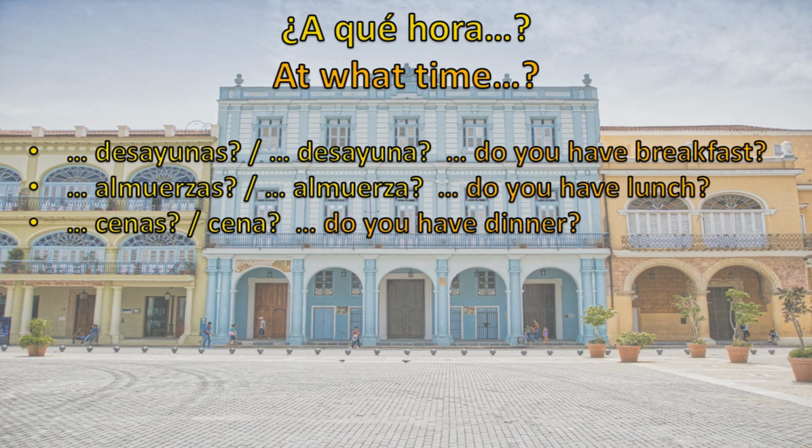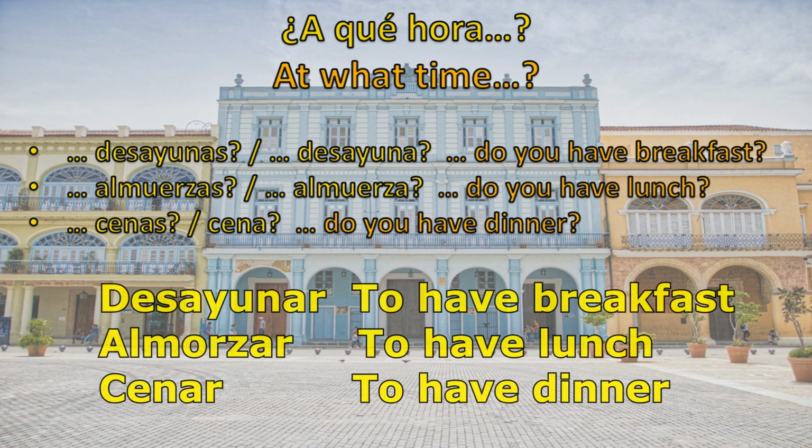Instead of saying ¿a qué hora es el desayuno? Or ¿a qué hora es el almuerzo? Or ¿a qué hora es la cena? You can also use verbs. Okay? Verbs in Spanish. In English, we have to have breakfast, to have lunch, and to have dinner. In Spanish, we have the verbs desayunar, almorzar, cenar. Those are the infinitives, but we can conjugate those infinitives.